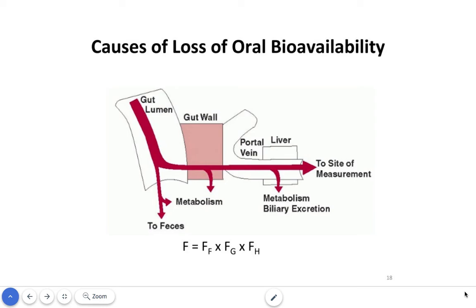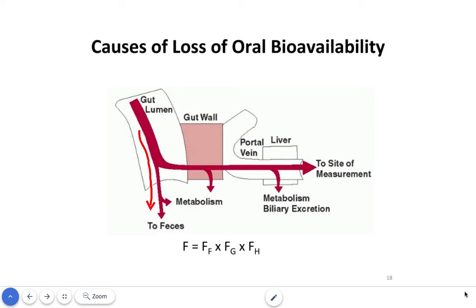First of all, some part of the drug can pass right through the lumen into the colon and eventually be excreted through the feces, right? So that is something that is lost through feces. It's excreted from the body.